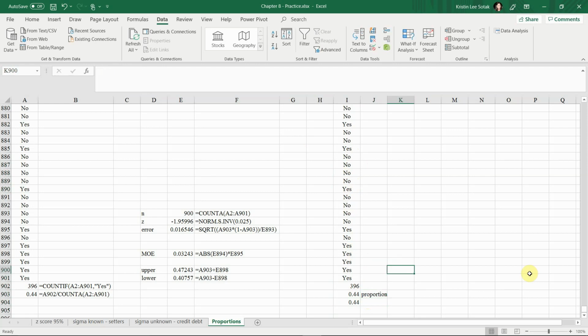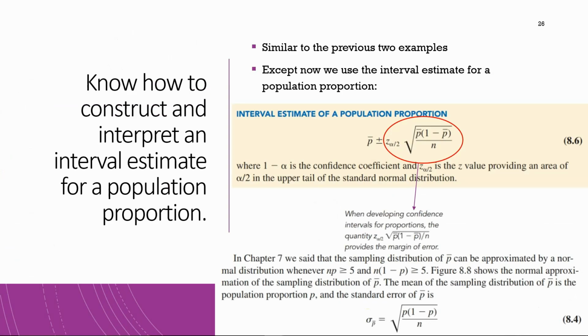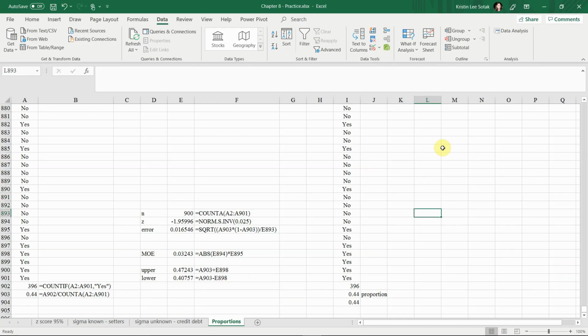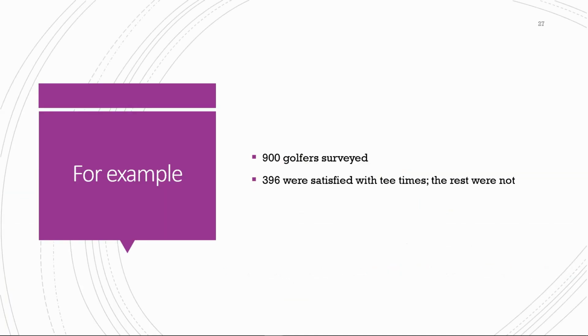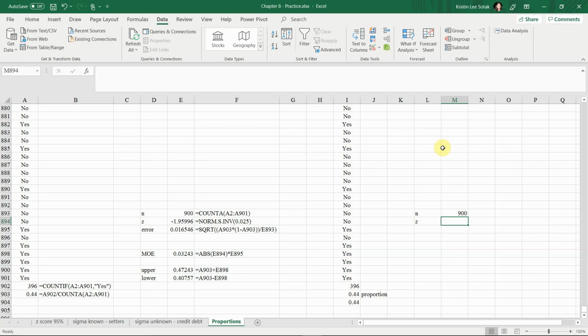Let's go back. We have our proportion, we need to know n, we need to know our standard error, all these types of things. So let's go through and calculate these. We already know n is 900. Now we have to calculate our z. I didn't put this in the example, but let's assume that we're using 95% confidence intervals. So again, that's NORM.S.INV because we're back to the standard normal. Our probability is 0.025 because we're using 0.95. So 1 minus 0.95 is 0.05. Remember, we have to divide that by 2. So we get 0.025, and that gives us our z value.